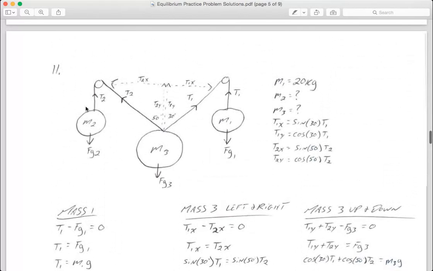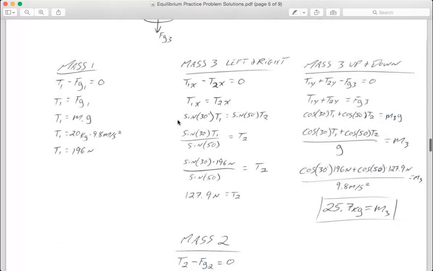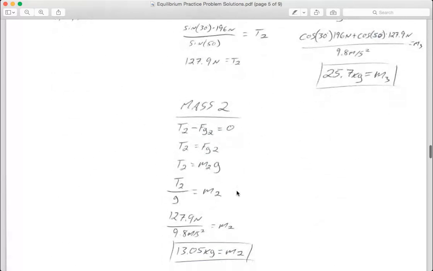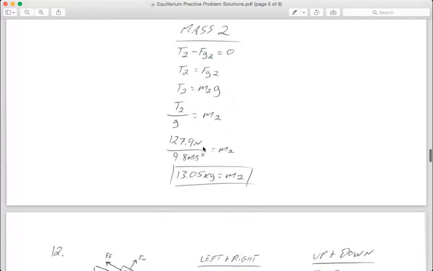Now we can finish this up by solving for mass 2, which is really easy to do because T2 is up, force of gravity 2 is down. And I know T2, I solved for it right here. So T2 up minus gravity down equals 0. So my up arrow on mass 2 equals my down arrow on mass 2. Plugging in for mg, I can divide g to the other side. So T2 divided by g is going to equal mass. T2 is 127.9 newtons. g is 9.8 meters per second squared. Plug them into my calculator. So I know mass 2 is 13.05 kilograms.